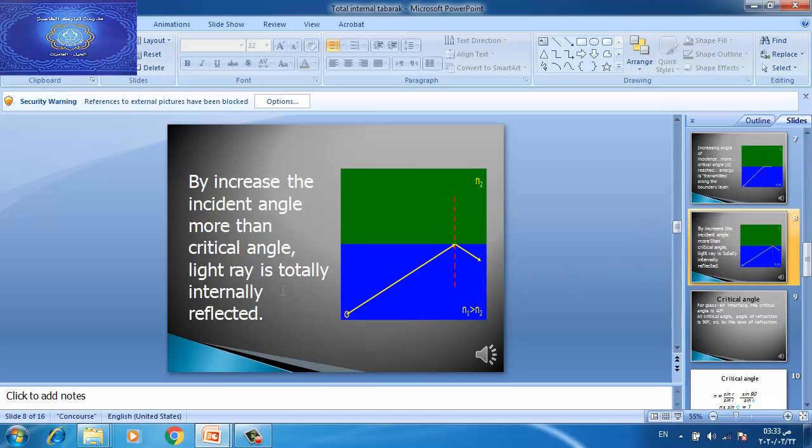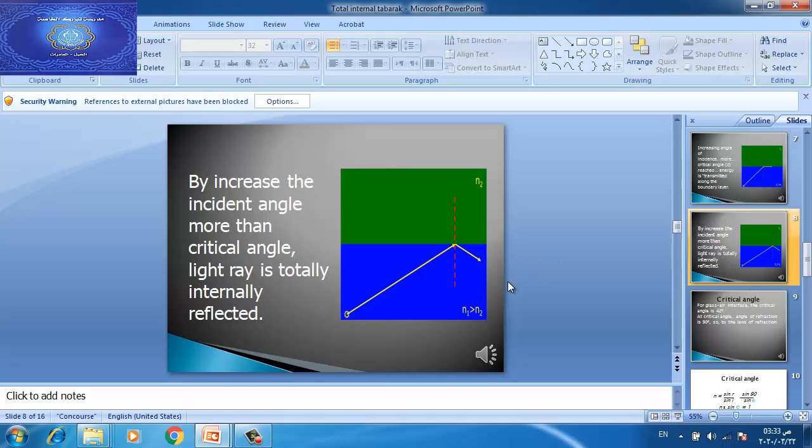But what happens if we increase the incident angle more than the critical angle? What happens to the refracted angle? What happens to the refracted ray? In this case, the light ray will reflect. So by increasing the incident angle more than the critical angle, reflection will occur. So it's called total internal reflection. Total internal reflection occurs by increasing the incident angle more than the critical angle.